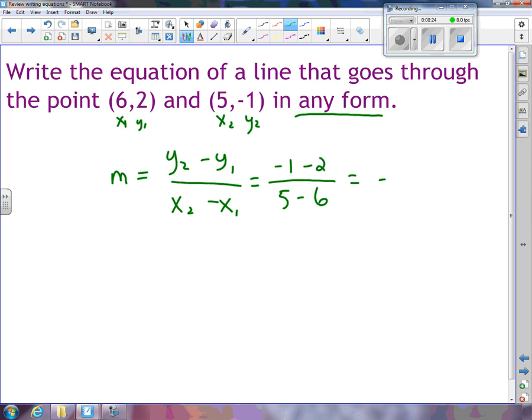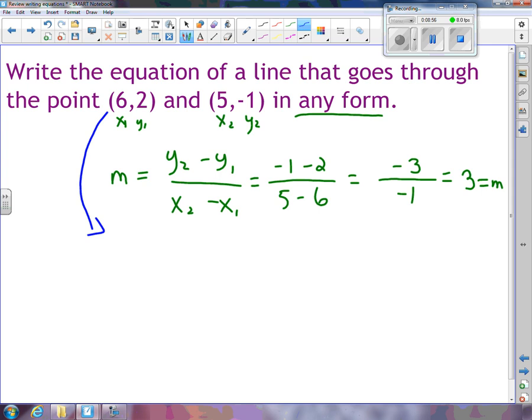If I complete this calculation, I get that negative 1 minus 2 is negative 3 and 5 minus 6 is negative 1. That leaves me with a slope of 3. Now that I know my slope, it's very easy to put the equation into point-slope form. I actually have 2 points, I can pick either one that I want, and I have the slope. So let's pick this point, just because it's the first one. It doesn't matter which one you pick.